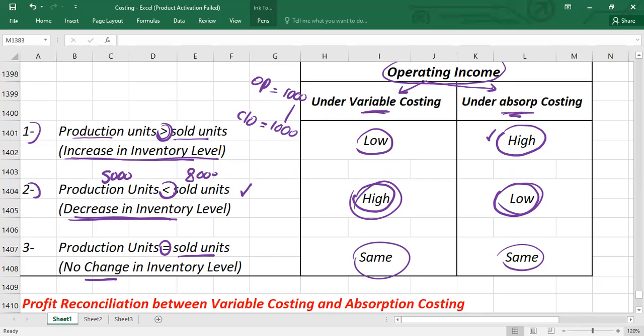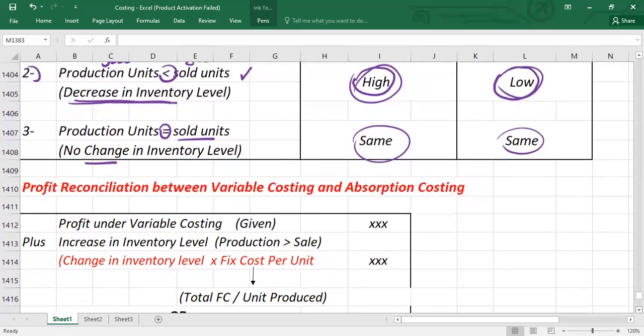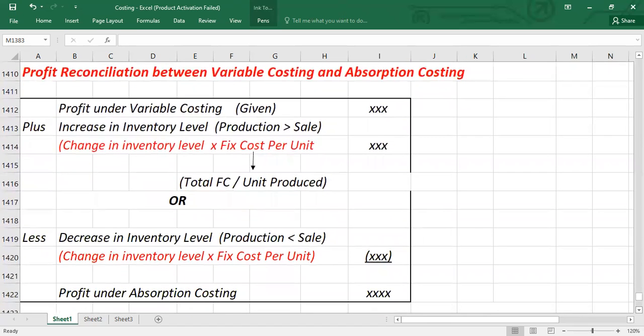So guys, please remember, now it's time to prepare the reconciliation statement. Here we are going to talk about profit reconciliation between variable costing and absorption costing, and this is the format which we can use to reconcile the profit. There are two main scenarios, guys. First is called increase in inventory level and second is called decrease in inventory level, right? And you know the difference in the profit is only the fixed cost which is part of closing inventory. That is the difference between both costing methods.